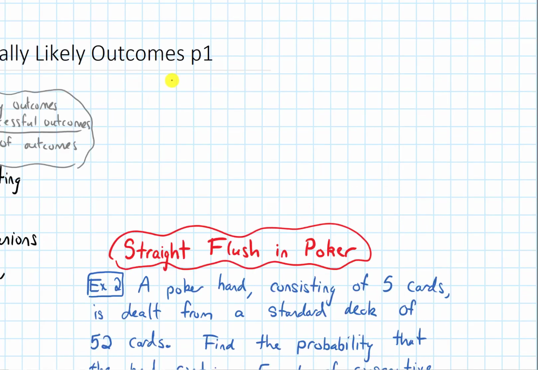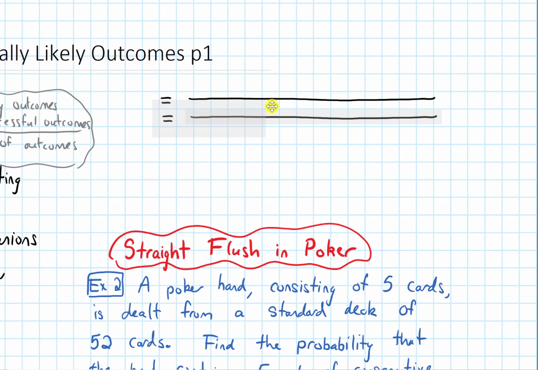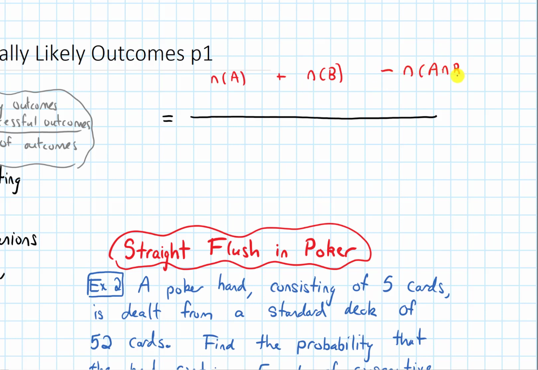Okay, so let's write down that general formula. For the numerator of this fraction, so our probability is going to be equal to some fraction. And the numerator was the number of elements in a union. So we're going to have the number of elements in the first set A plus the number of elements in the second set B minus the number of elements in the intersection of the two sets.